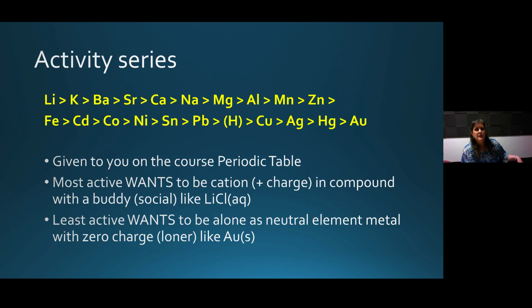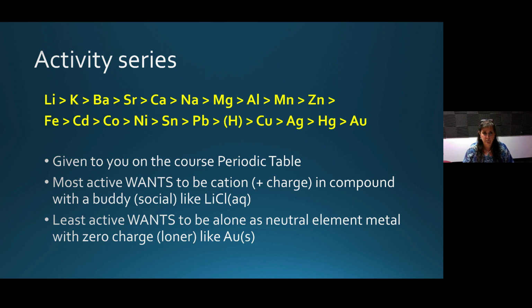The activity series on your table is a list of metals and hydrogen in order of who's more active. Lithium is first. Lithium is the most active metal. This means it hates being alone. It would much rather have a friend. And by that I mean it wants to be bonded to a non-metal that's negatively charged, like LiCl, LiBr, Li2S.